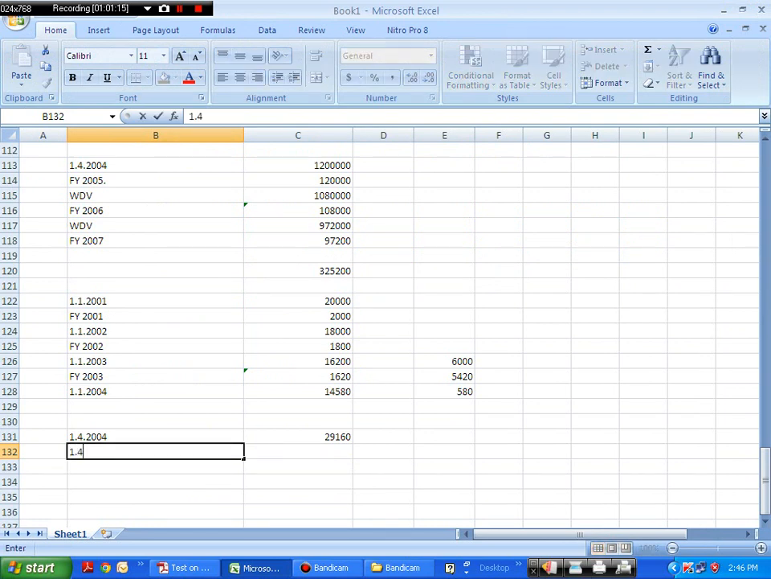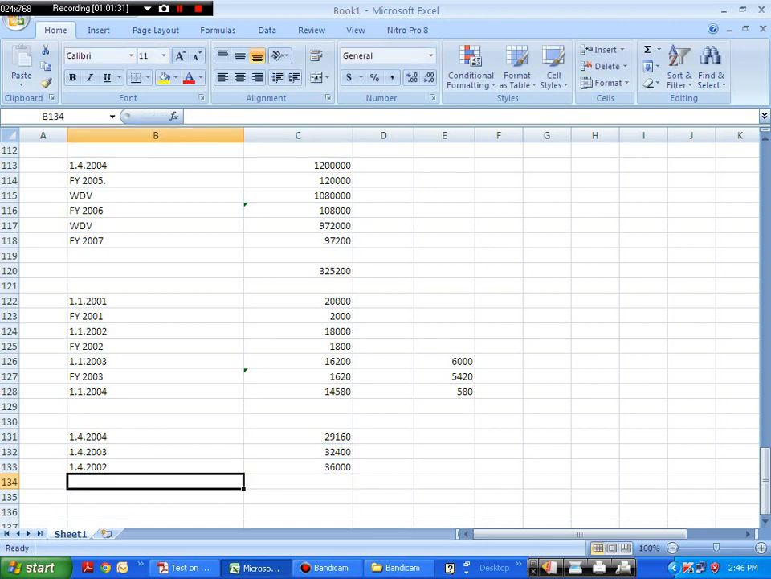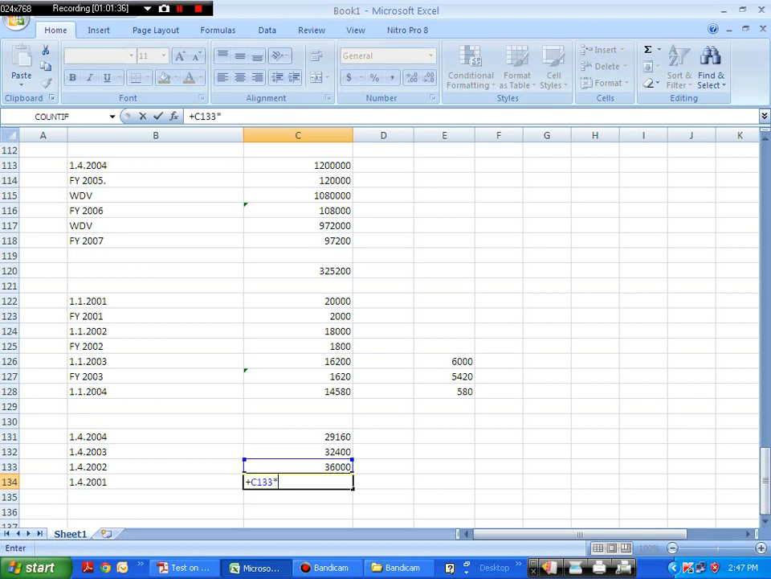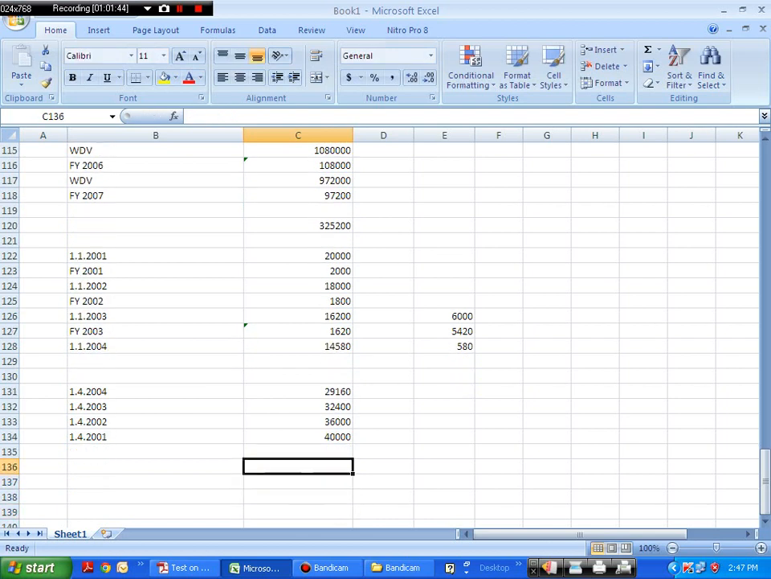So the WDV of the asset on 1/4/2003 would have been this divided by 0.9. Okay, on 1/4/2002 it would have been this divided by 0.9. On 1/4/2001 it would have been this divided by 0.9. Okay, which is 40,000 rupees. Okay, so which means that the asset has been depreciated by 10,840 rupees under the WDV method.